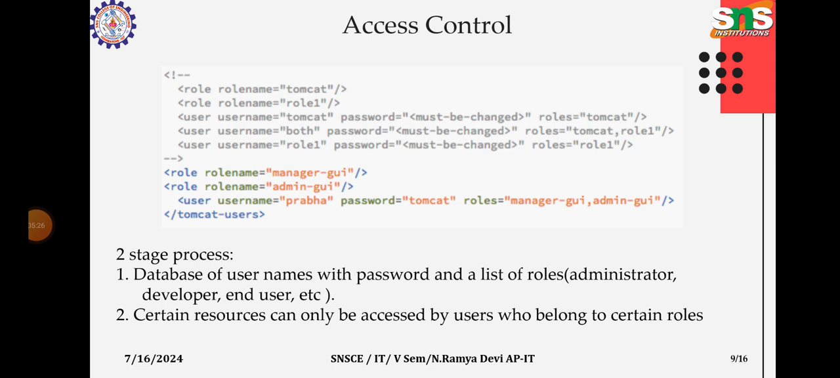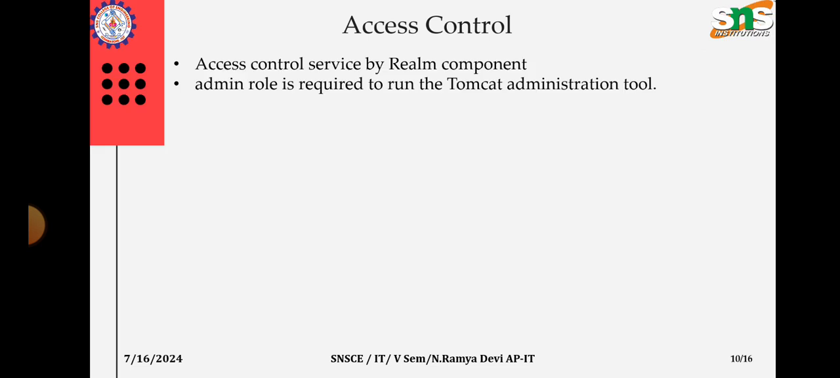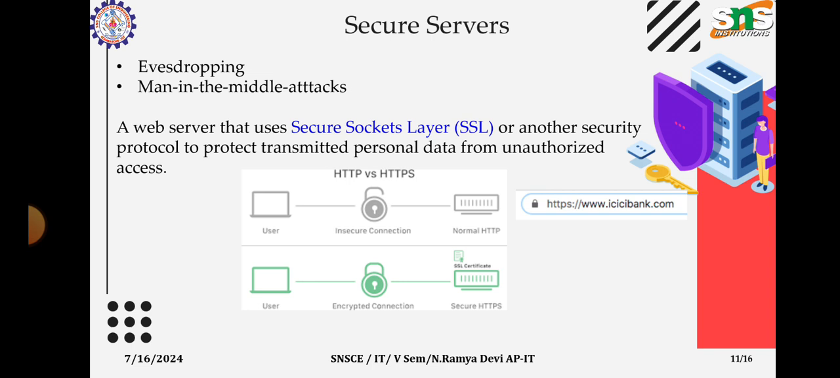Next is access control. There is a two-stage process. One is the database of usernames with passwords and a list of roles like administrator, developer, end user. The other is that certain resources can only be accessed by users who belong to certain roles. Access control is serviced by the realm component. The admin role is required to run the Tomcat administration tool.